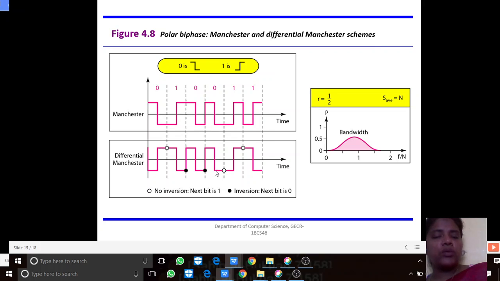Inversion is there, 1 to 0. Next is 1, no inversion. It continues at the same voltage. And at every bit of the signal there should be a return to 0, because it satisfies the RZ scheme. Okay. So this is what.